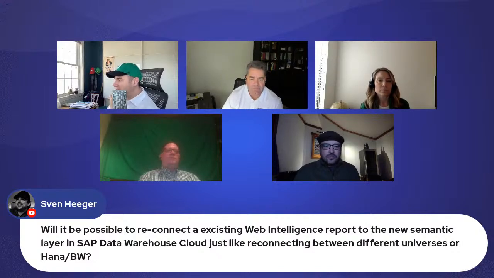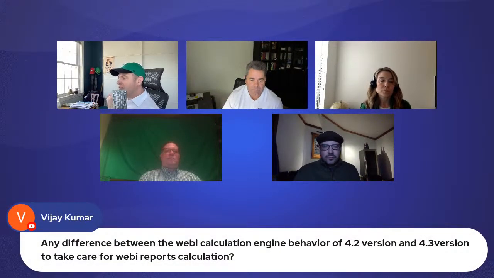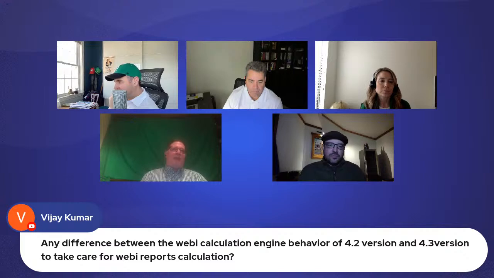A question from VJ on YouTube again. Any difference between the Webi calculation engine behavior of 4.2 and 4.3? Not that I'm aware of. And as we've said before, a key thing for the upgrade is that you don't have to do anything to your 4.2 content before you go through the upgrade. So all of your functioning Webi documents will still function in 4.3. I can't imagine that there's been any sort of negative impact in terms of the calculation engine.